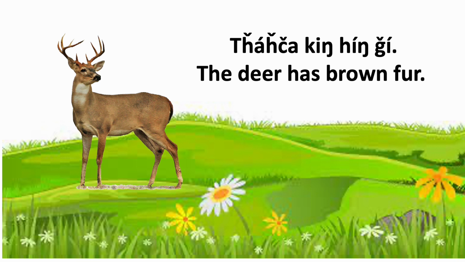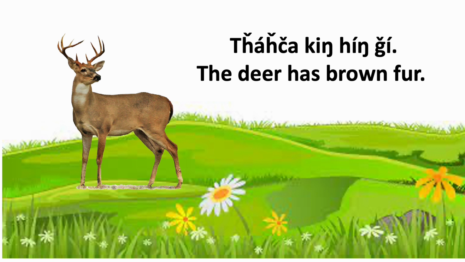Takhja ki hi ri. So the deer has brown fur. What we're going to be doing is saying the deer first. Okay, so we're going to say deer, takhja, and then ki means the. So takhja ki, the deer.